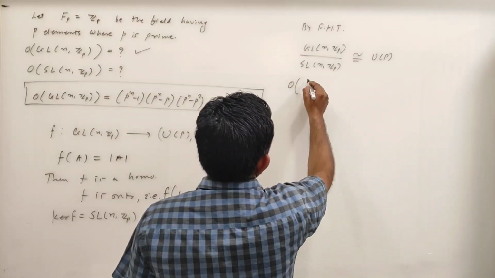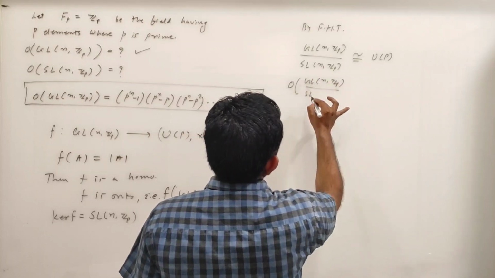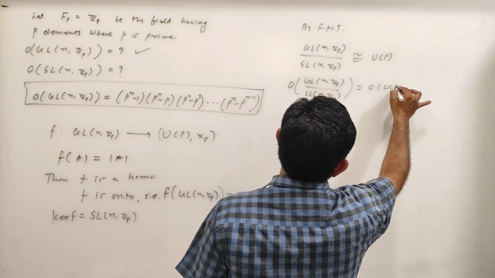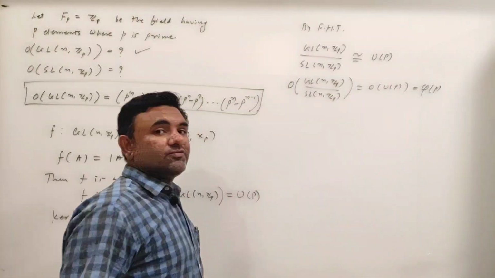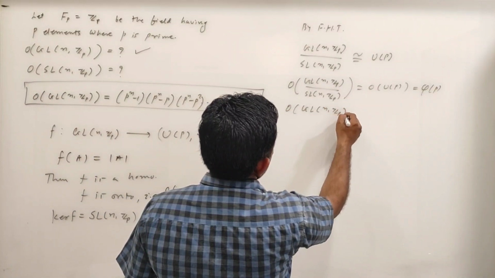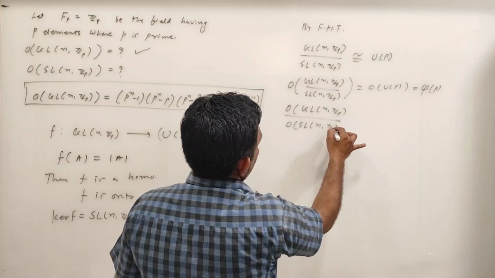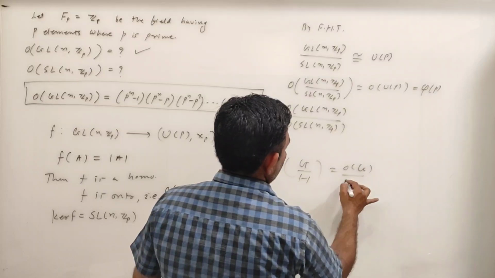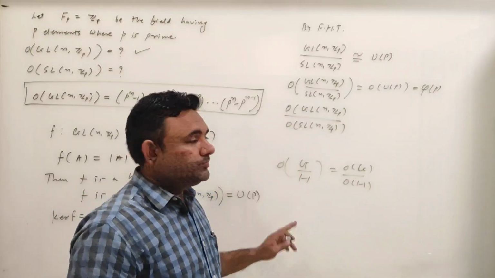So the order of GL_n(Z_p) divided by the order of SL_n(Z_p) is equal to the order of U_p, and the order of U_p is phi of p, where phi is Euler's phi function. I think you know, for G quotient H, the order of G quotient H is the order of G upon the order of H, whenever G is a finite group, right? Whenever G is a finite group.